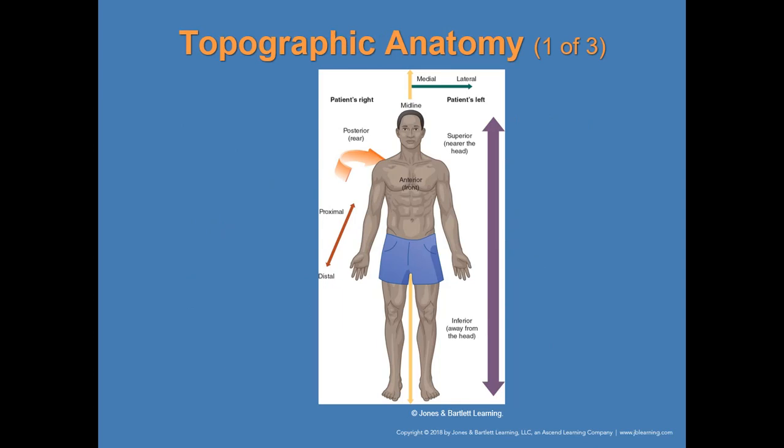Okay. So just a little bit of information here, topographic anatomy. This is what we're going to use when we're describing injuries to a patient. So we're going to say anterior, meaning the front of the chest, posterior, back, proximal and distal. Proximal is going to be closer to the body, distal is going to be further away. So my elbow is proximal to my wrist. My wrist is distal from my body.